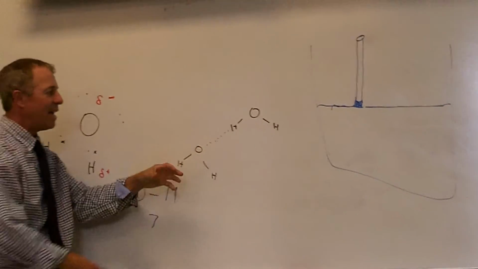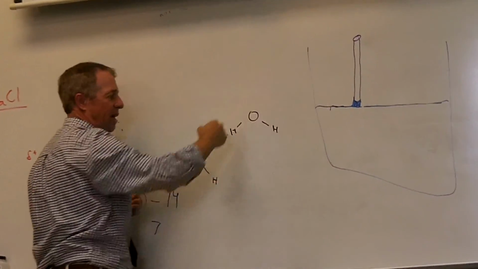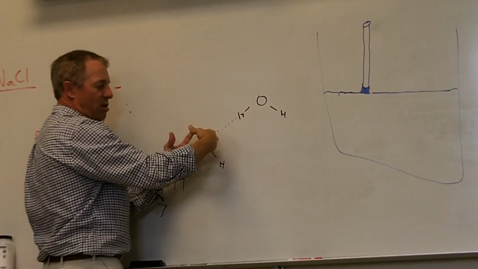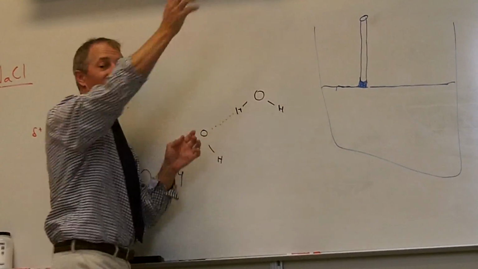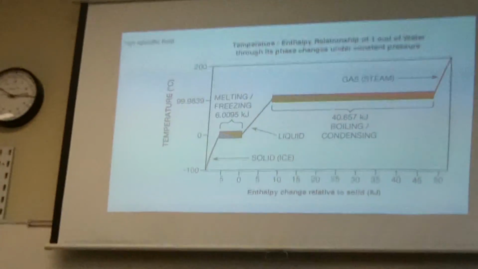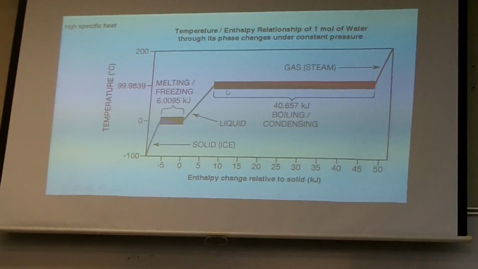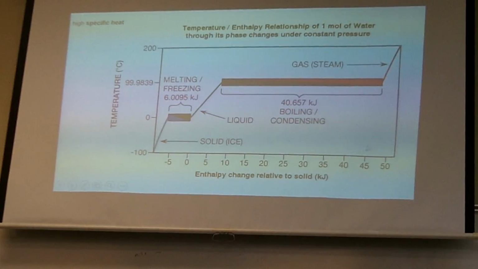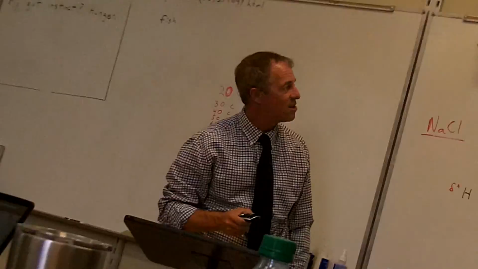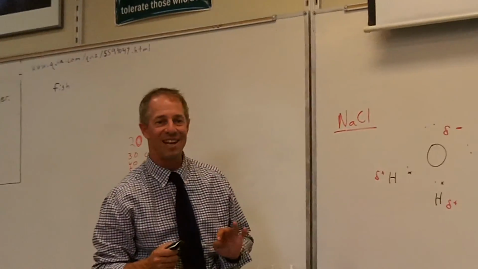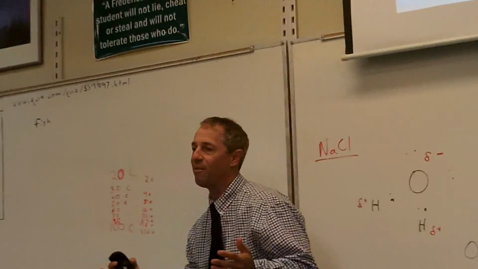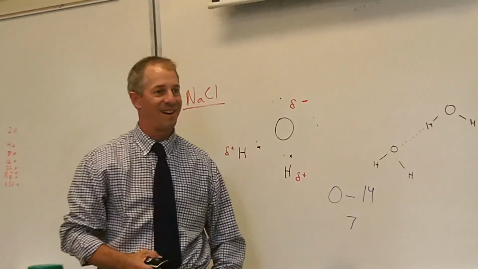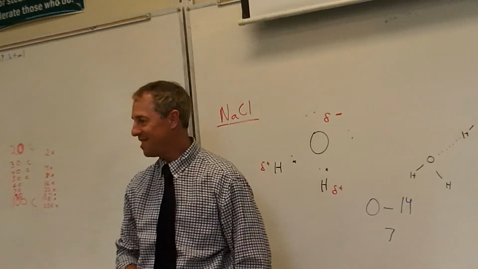That's strong. And it keeps the water molecules from separating. So you got to give a whole lot of energy to go from water, which is molecules close to one another, to steam, which is the molecules just flying off in every direction. So look at all the energy it takes to go from liquid all the way to gas. You got to give it a whole bunch of energy. So we say that water has a high specific heat. Specific heat refers to how much energy you got to give it to change temperature. Make sense?